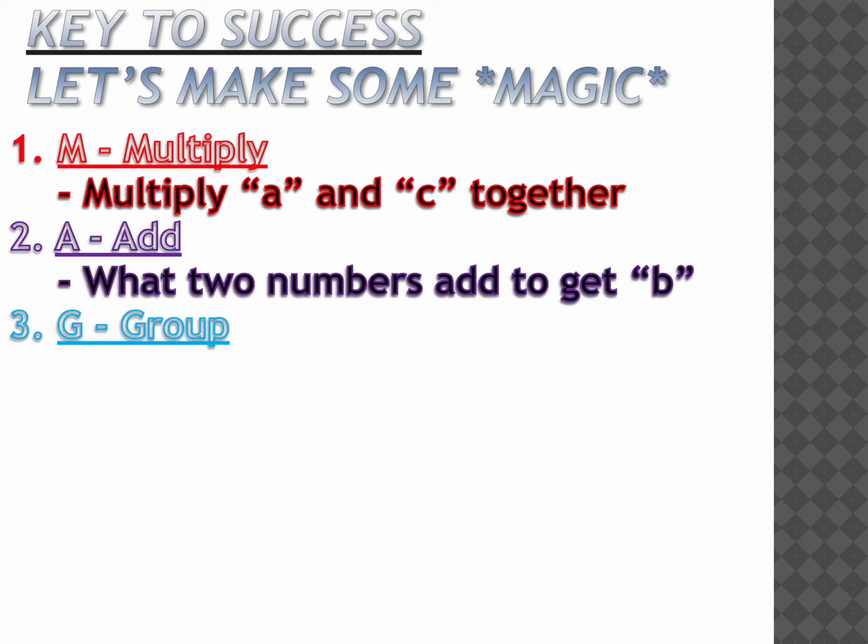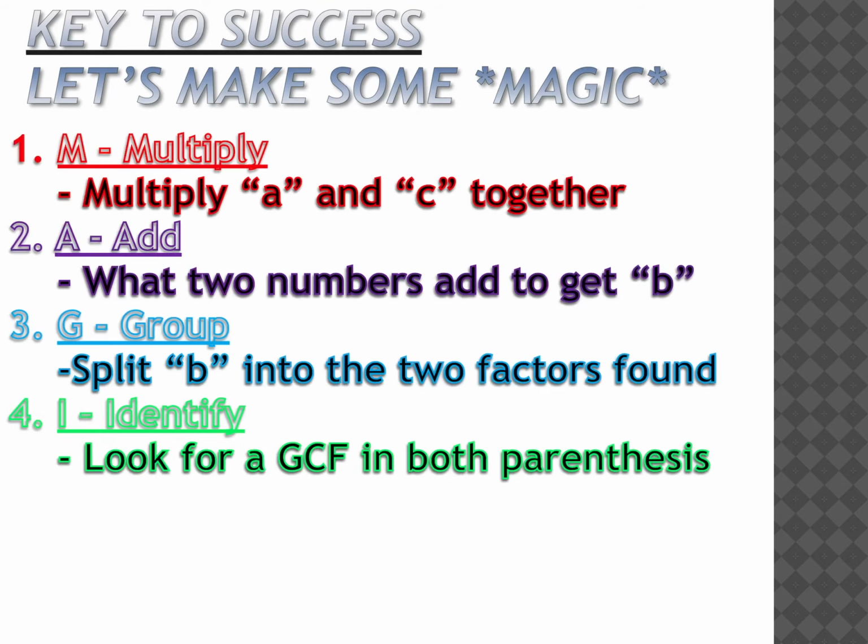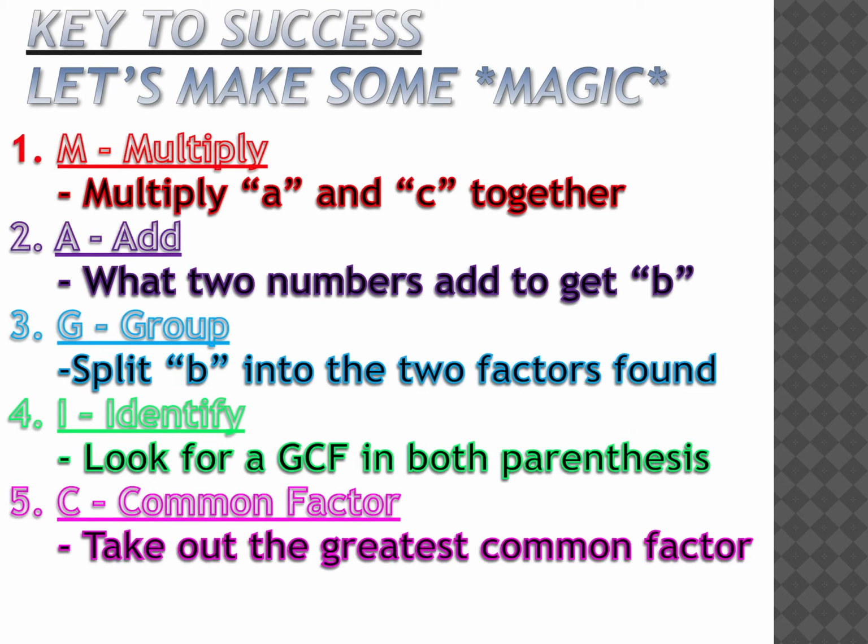G is group. So we're going to split our B into these two numbers that we've identified. And now we're going to have a 4-term problem, and we're going to do some grouping. Grouping would then tell me to identify the GCF in each parenthesis and take out the greatest common factor. So our method for factoring trinomials we call magic. These are your steps.